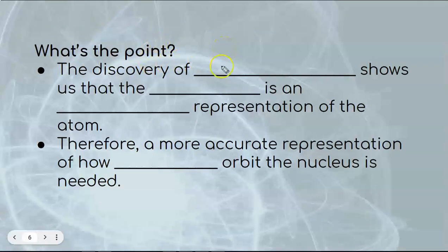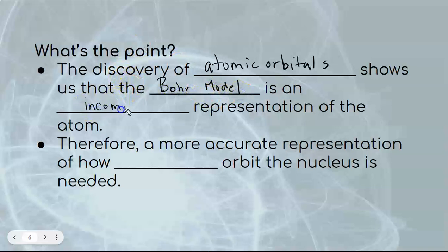So what's the point of all of this? The discovery of atomic orbitals shows us that the Bohr model, which we started in Unit 1, is an incomplete representation of the atom. It does have good information that really helps us to understand things, and we'll be using the Bohr model throughout the whole year, but it's incomplete. It really doesn't tell us where electrons are. Therefore, a more accurate representation of how electrons orbit the nucleus is needed. And this is where electron configuration comes into play.